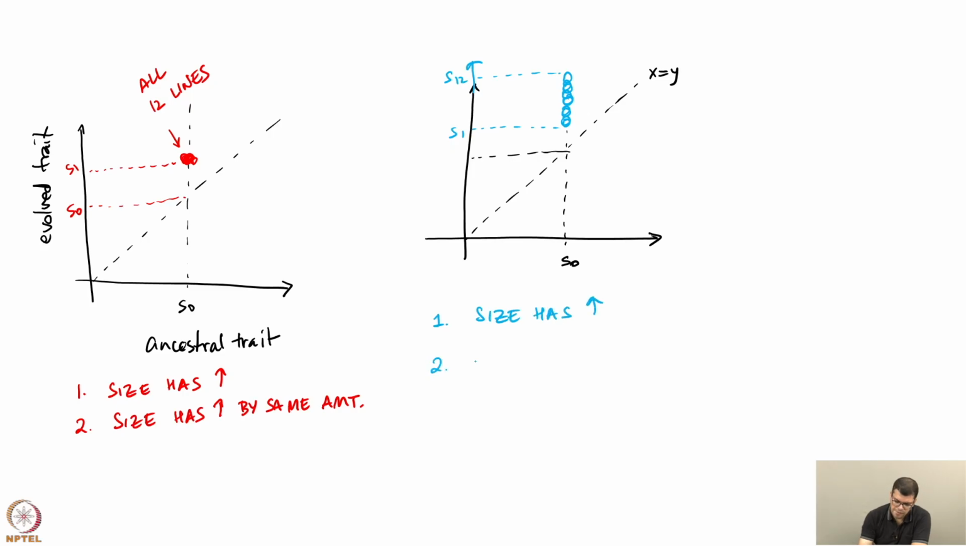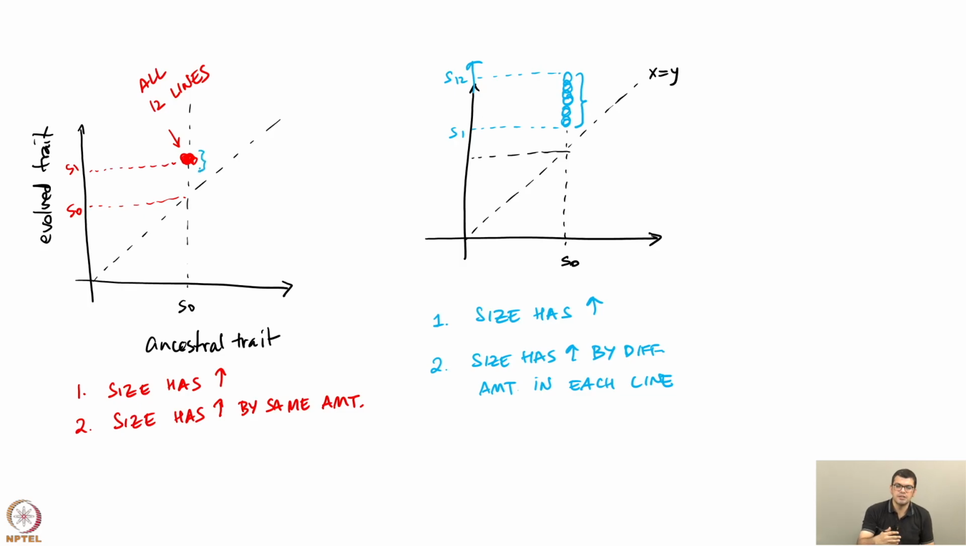However, size has increased by different amounts in each line. So, what we can say is that it seems like there is a necessity to increase size, because size has gone up in each one of the 12 lines. However, that increase does not have to be a strict number. There is a window associated with it where your increase in size could be anything, but it does not have to be an exact number like it was in this case.